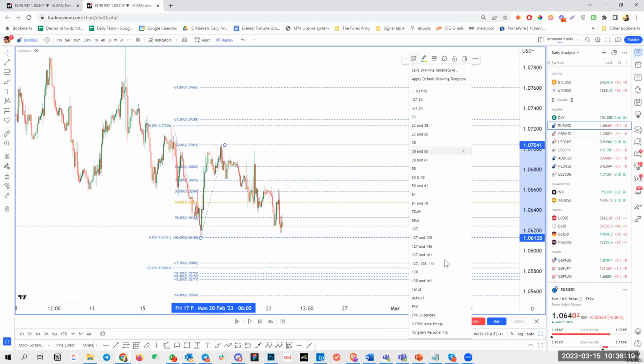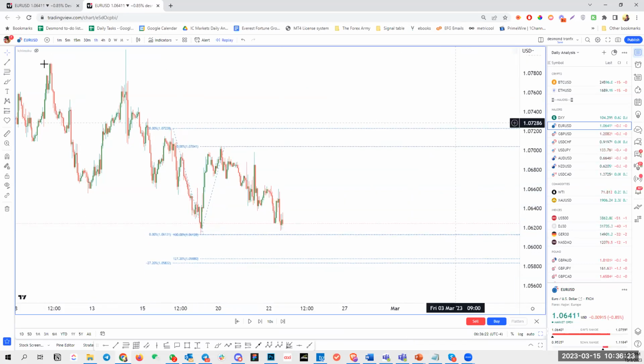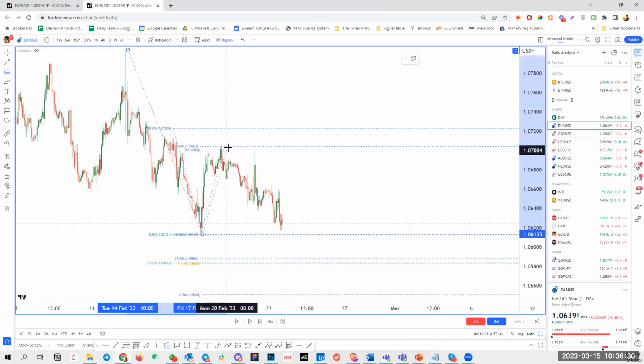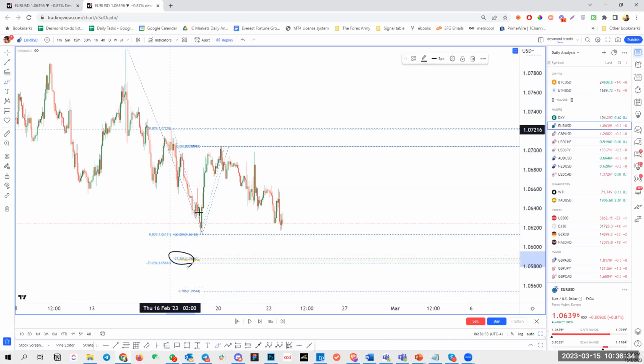This lines up with a 127% Fibonacci extension too. And of course, we've got one more level, which is the major Fibonacci projection, right? From here, all the way down, all the way up, and we have a 61.8 Fibonacci projection here. So we've got 1, 2, 3 reasons why price might bounce, right?